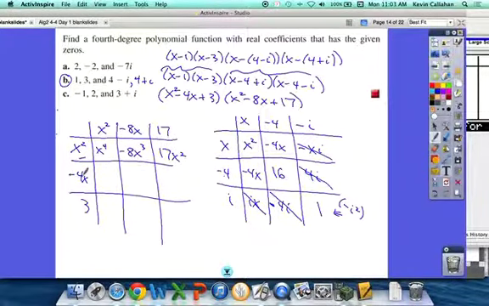It's negative 4x times x is minus 4x to the 3rd. Negative 4x times negative 8x is positive 32x squared. Negative 4x times 17 is negative 68x. 3 times x squared. 3 times negative 8x is negative 24x. And 3 times 17, 51. So I think I could write it all here.